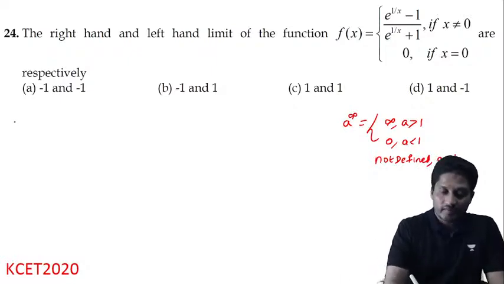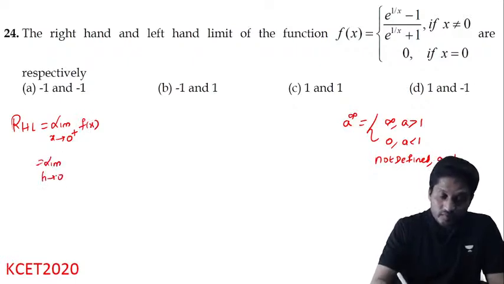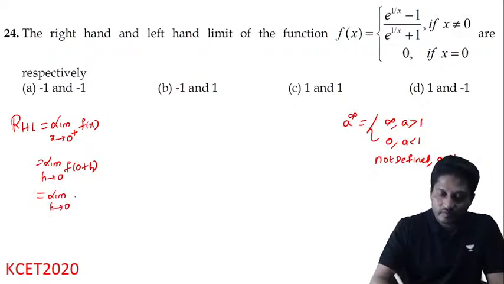Now the right hand limit is equal to limit x tending to 0 plus of f of x. That is the same as limit h tends to 0 of f of 0 plus h. So that's equal to limit h tends to 0 of f of h, which is e power 1 by h minus 1, divided by e to the power of 1 by h plus 1.